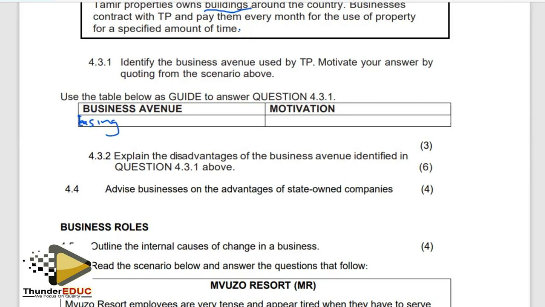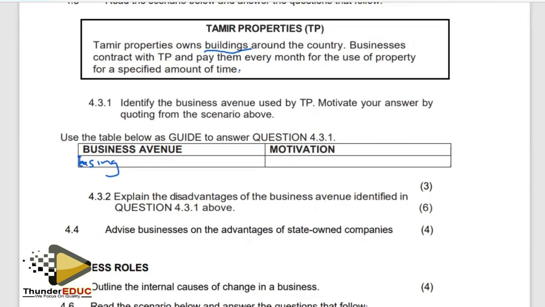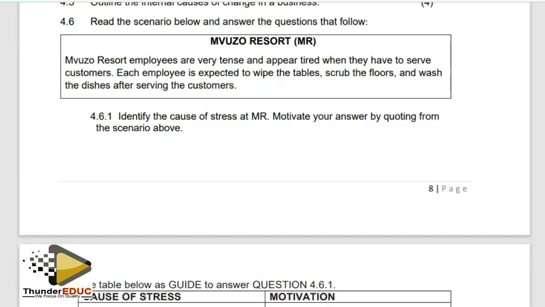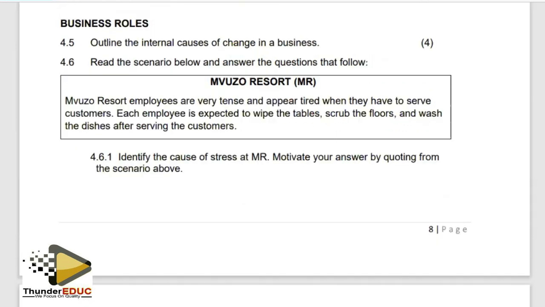What is the motivation, therefore? The motivation is that businesses contract with TP and pay them every month for the use of the property, for a specified amount of time. That's it. So we are going to another question here.